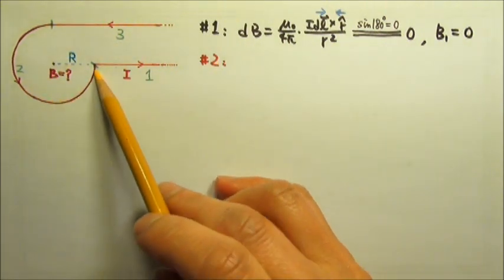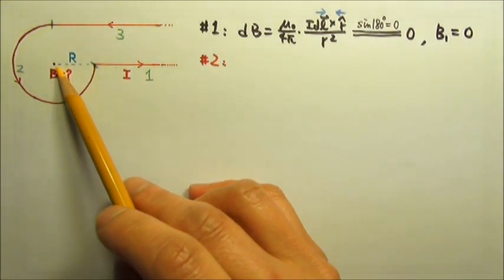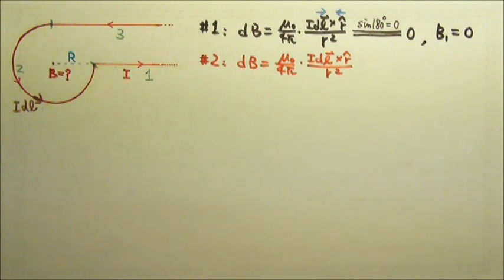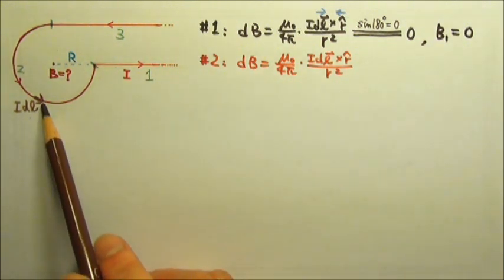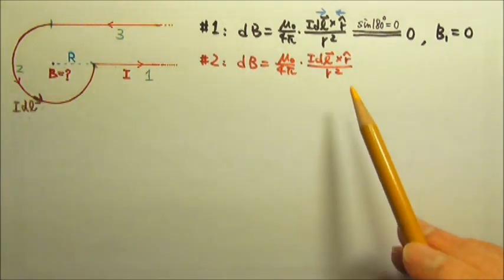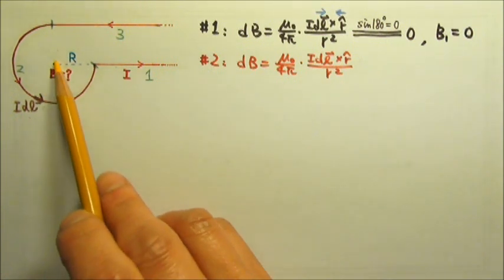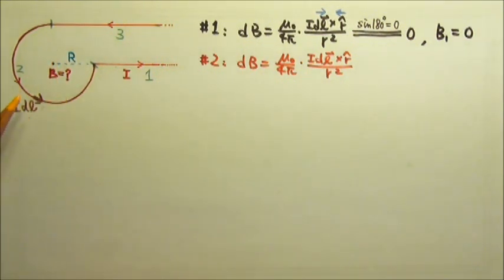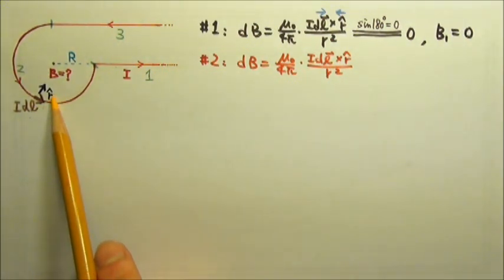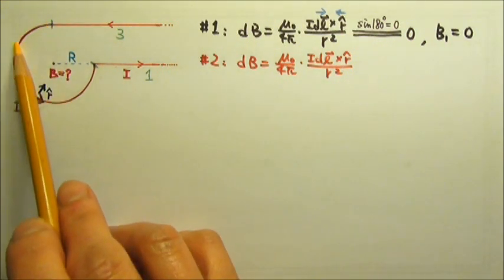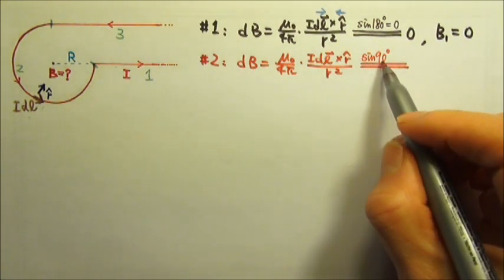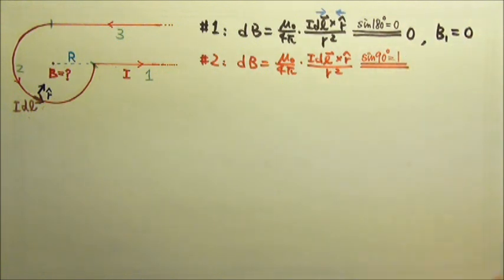Segment 2 is a circular current, and we want to find its magnetic field at its center. We will again use Biot-Savart Law. Let's look at this I dL, the point current source. The dL goes in the same direction as the current, that way, and the r goes from the source to the location we are interested in, so r goes that way. So the dL and the r are perpendicular to each other, and that is true for every segment of the dL. So the sine of the angle between these two is sine 90 degrees, which is 1.